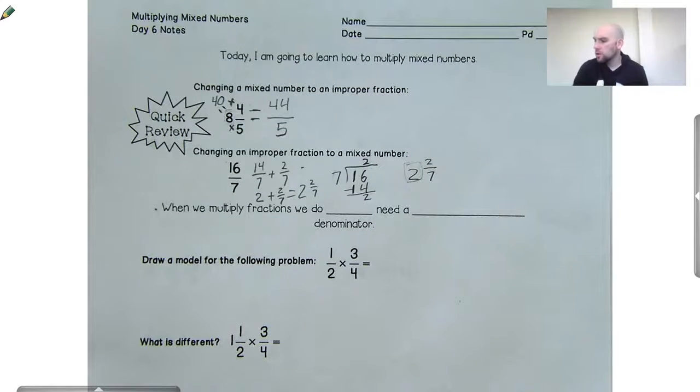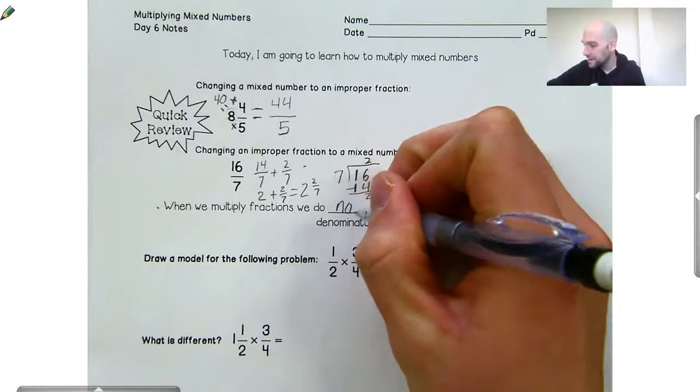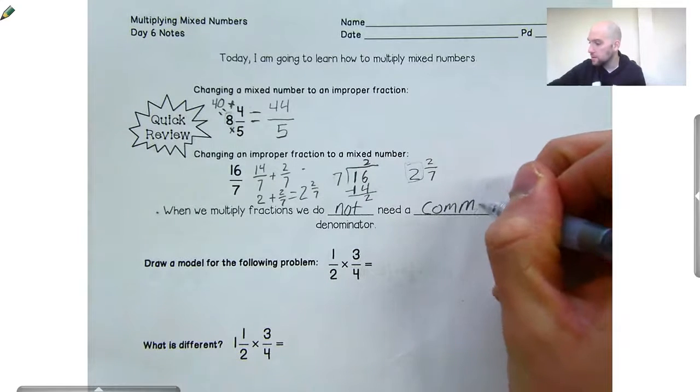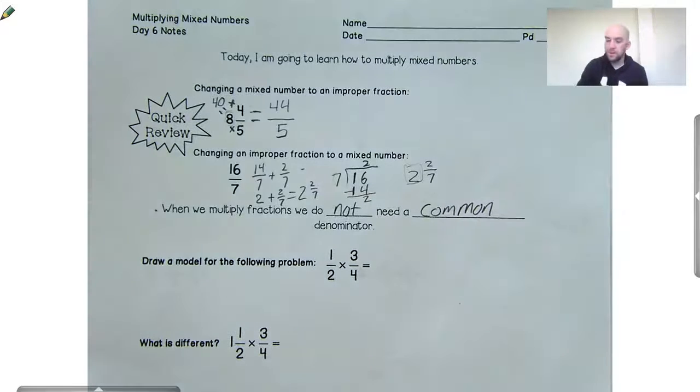But moving on here, it says when we multiply fractions, we do not need a common denominator or a like denominator. When we're adding and subtracting, remember we need to find a common denominator for the two fractions that we're subtracting or adding. But when we multiply fractions, we don't need a common denominator because we're going to multiply the numerator by the numerator and the denominator by the denominator.